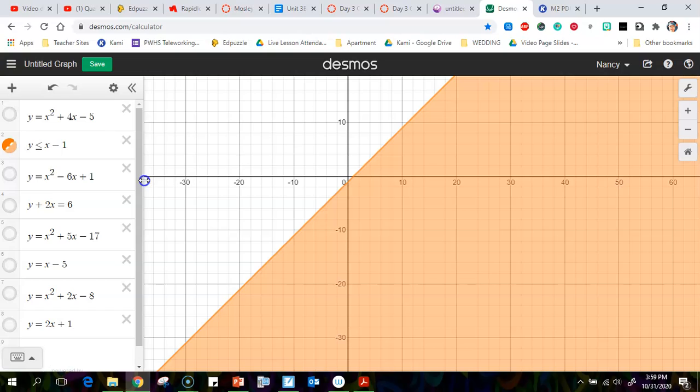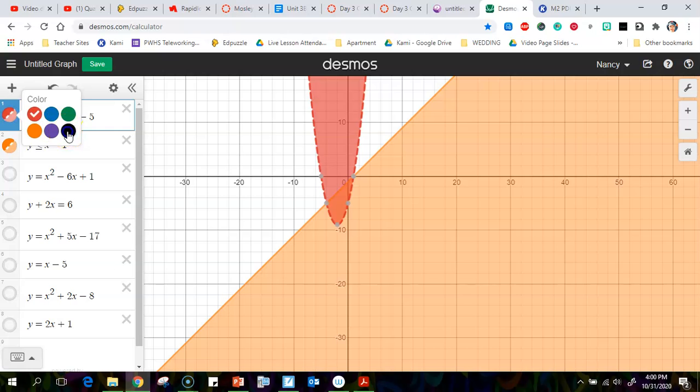If I wanted a system of inequalities, I could change, okay, so one of them can be less than or equal to, and then I'm going to make this one greater than. I'm just going to make it greater than. Okay, so let's see what happens here. I'm going to change the color of this to make it a little bit easier to see. I'm going to change it to black.